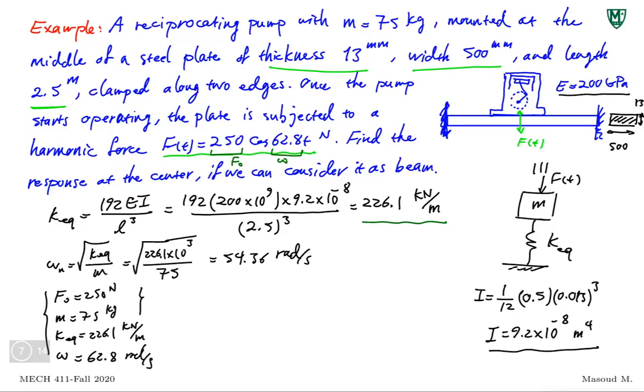So from these, you can find f naught. Remember that we need f naught, so it would be lowercase f. That will give you f naught is 250 divided by 75. Again, if I'm not making any mistake, 3.33.